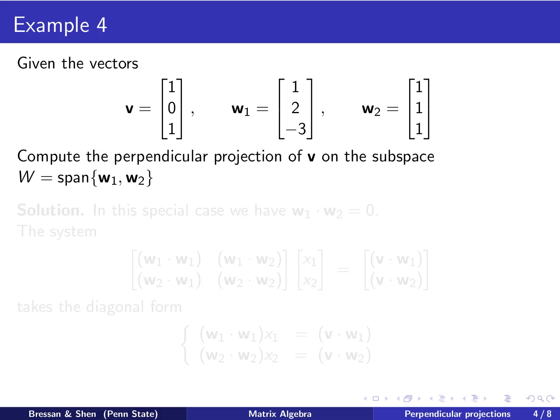So that's the solution to the problem. Let's take another example. It's a similar problem. We are given the vector V and given W1 and W2, and we want to compute the perpendicular projection of V onto the subspace W. This is similar to the previous problem. Actually, we are only doing the first step, just to find the projection.